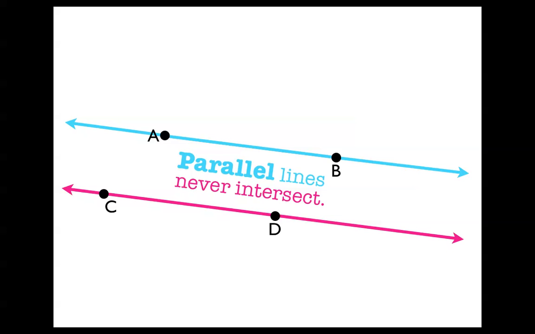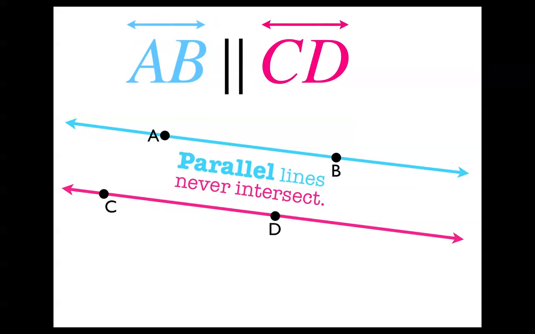I think you know what parallel lines look like, but do you know how to write the statement that line AB is parallel to line CD? Here's how you write that statement. You write line AB, then you make a little symbol that means parallel. And the symbol for parallel lines is parallel lines. Kind of makes sense. Okay, so that's pretty easy.